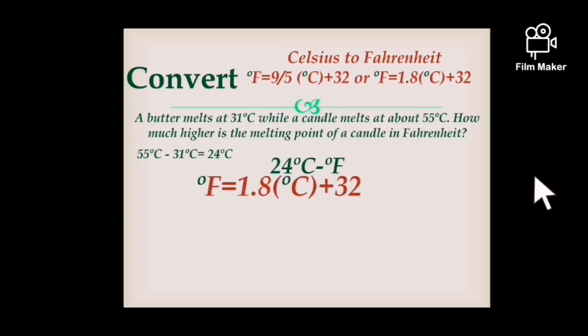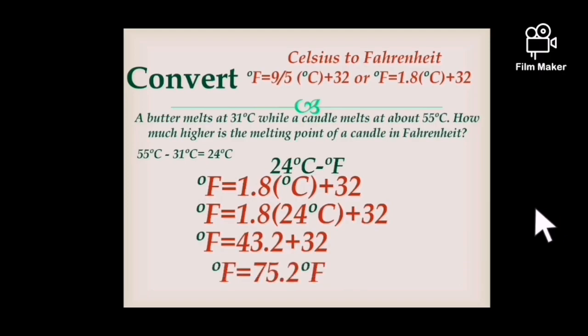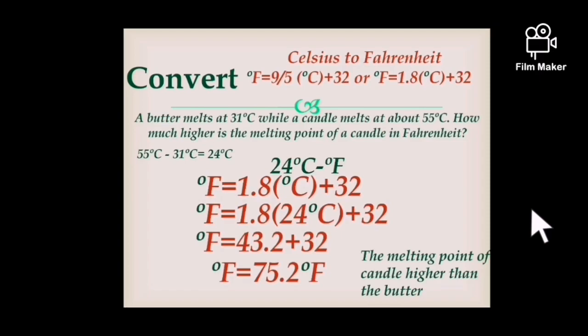So, let us use degree Fahrenheit is equal to 1.8 times degree Celsius plus 32. Degree Fahrenheit is equal to, let us substitute the value of degree Celsius, which is 24 degrees Celsius, times 1.8 plus 32. So, 1.8 times 24 is 43.2 plus 32 is equal to 75.2 degree Fahrenheit. So, this is now the melting point of candle higher than the butter.